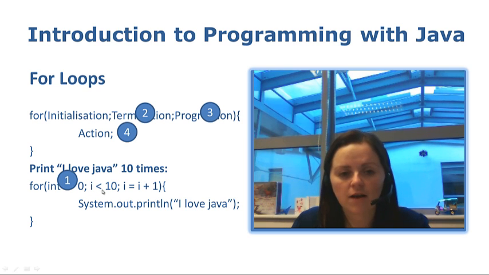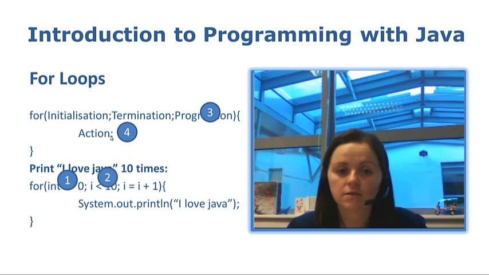So our next step then is i < 10. So you'll see we have i < 10, semicolon. This is our termination. And this is saying continue to repeat the code so long as i is less than 10. So that's our termination phase of the loop.